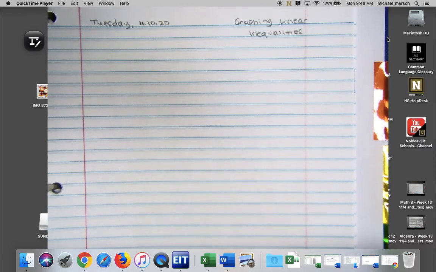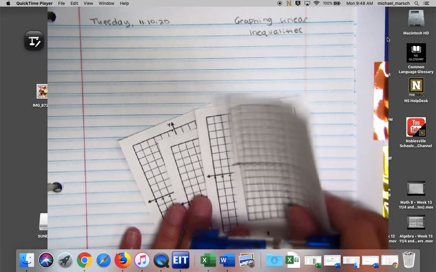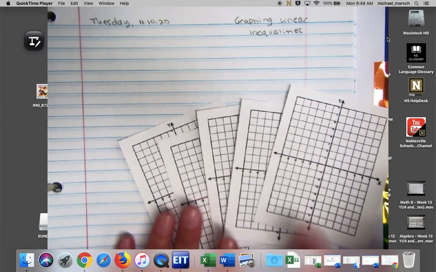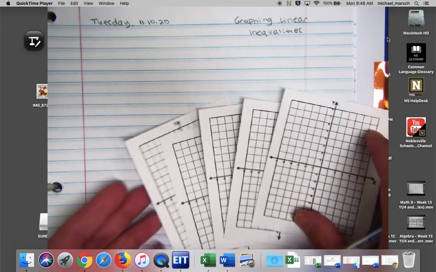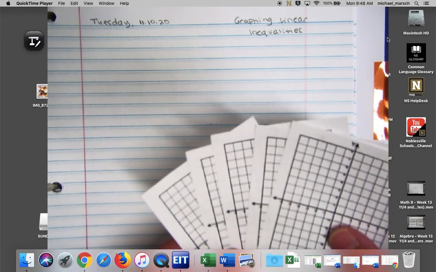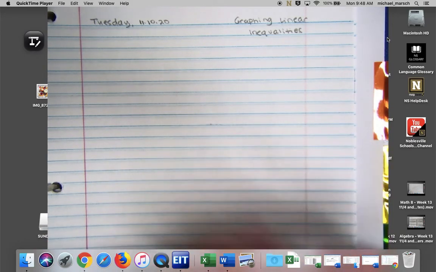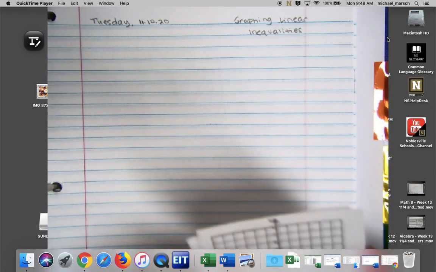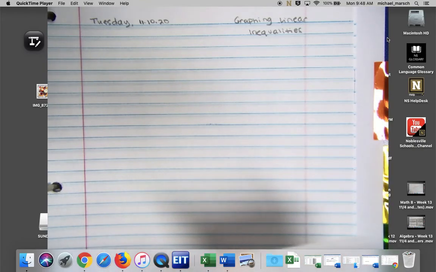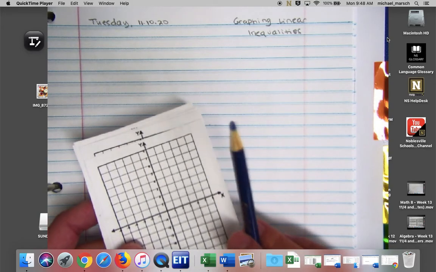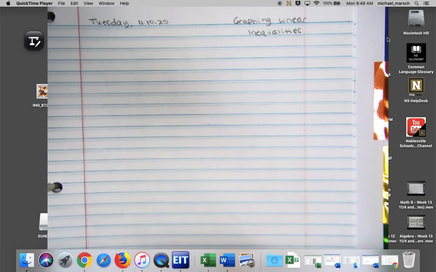Hopefully you have the 5 graphs that I sent home with you yesterday. If you weren't at school, you wouldn't have these graphs, so you'll just kind of have to sketch them the best you can. But those of you that were given these graphs, please use them. Of course, you'll need glue, and I'm also going to be using a blue color pencil today for this.